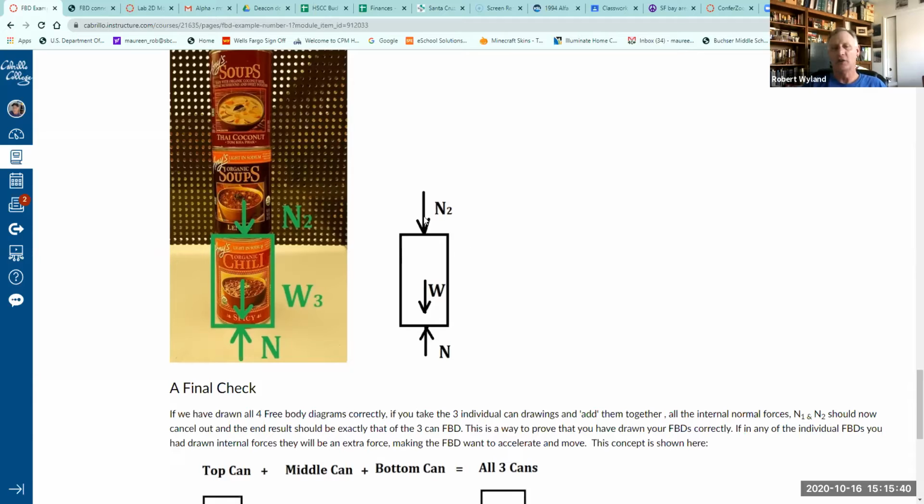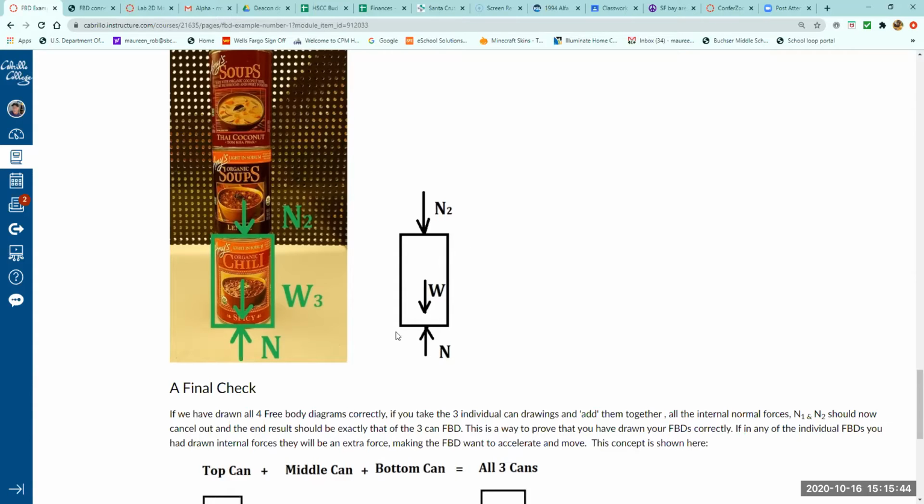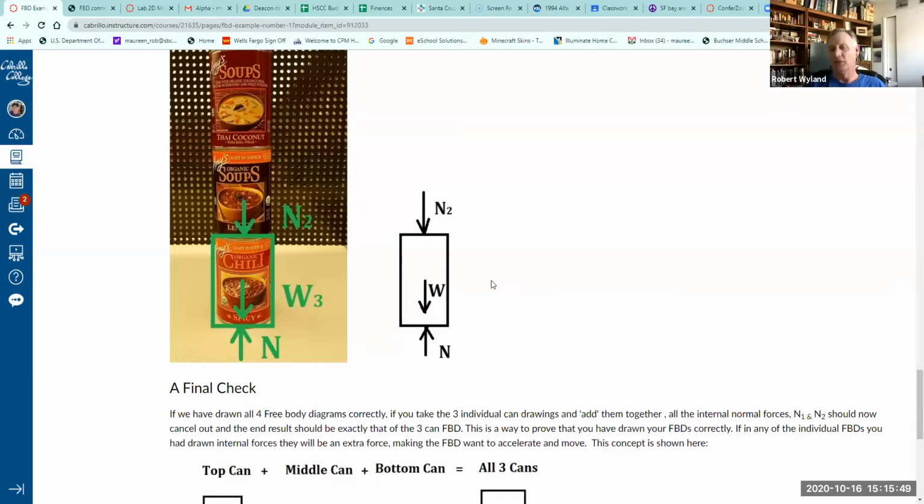And of course, Jason, as you noted, we solved up above that N2 is equal to W2. So now if we did the summation of forces in the vertical, we'd have W plus N2 equals N, and then N would then equal 3W.